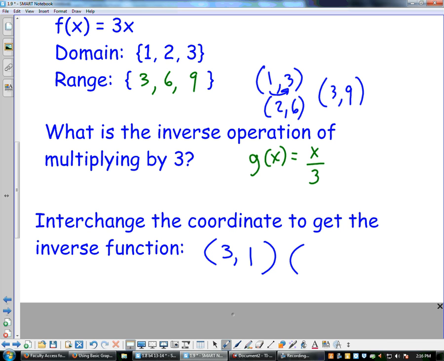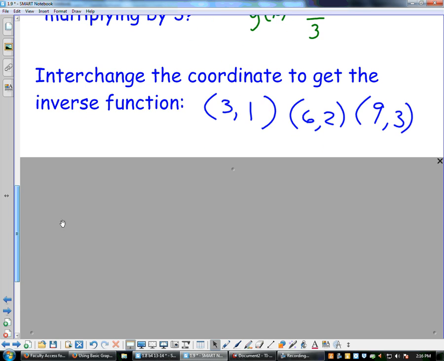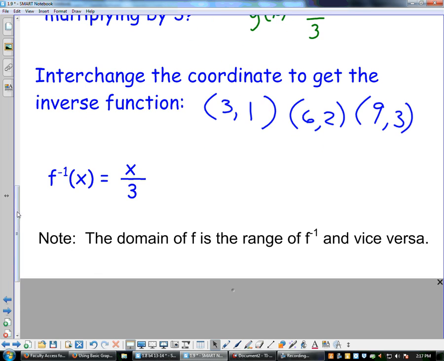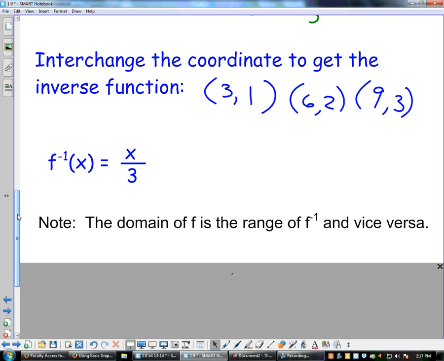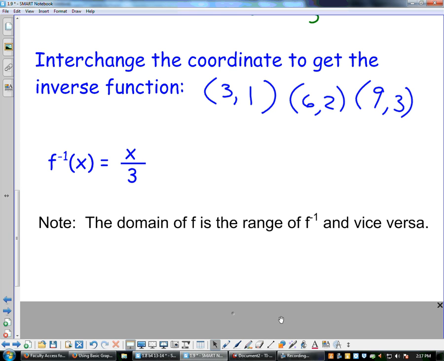We're just switching the x's and the y's. 6, 2, and 9, 3. Everybody agree? All right. So inverse functions, all the coordinates will be switched from the one function to the other. But the domain is a range of the same. And the domain and the range will be switched also. So here's our inverse function. F inverse of x equals x over 3. Note that the domain of f is the range of f inverse and vice versa.